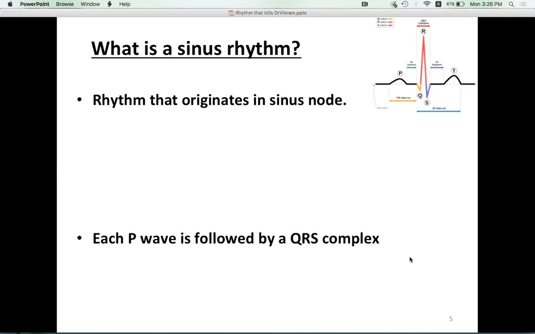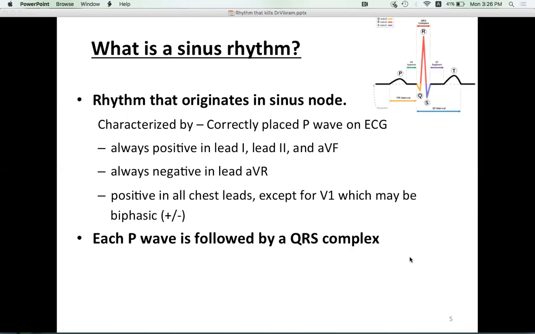Now, how can we be sure that the rhythm has originated in the sinus node? It is characterized by a correctly placed P wave on ECG. What do we mean by that? That the P wave should always be positive in lead 1, lead 2, and lead AVF. It should always be negative in lead AVR. It should always be positive in all chest leads except for V1, which may be biphasic.